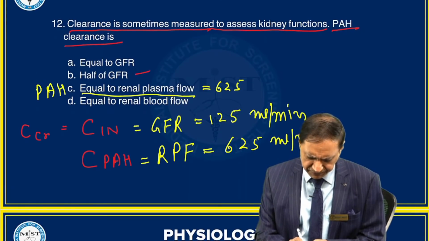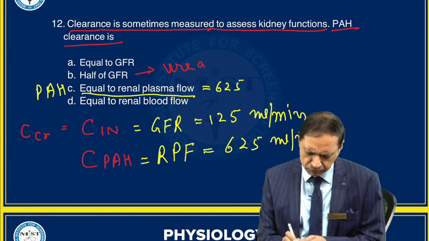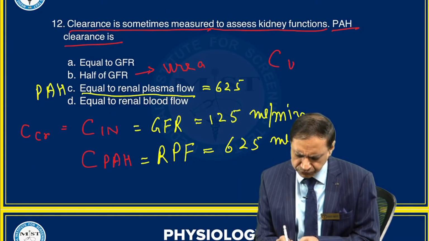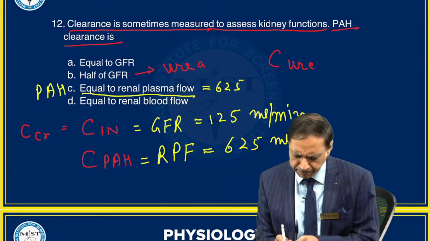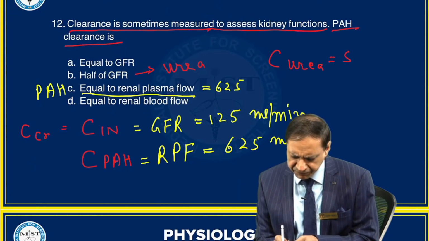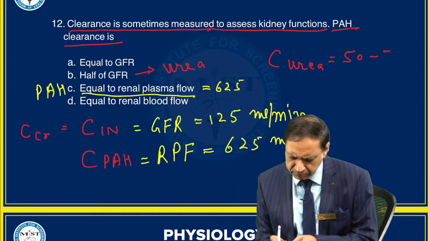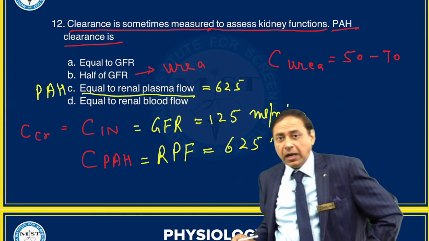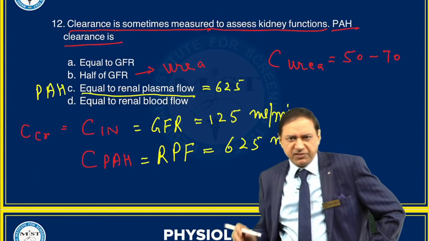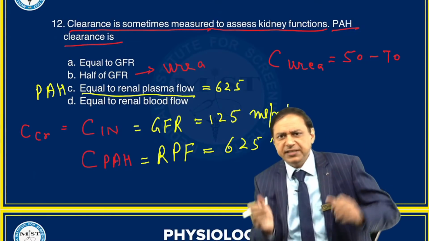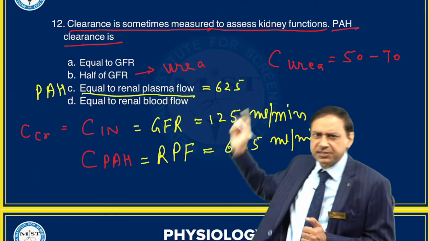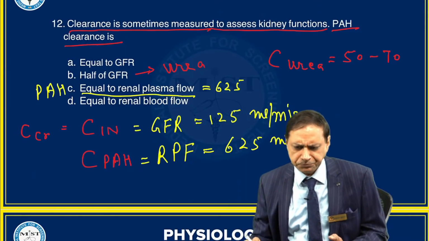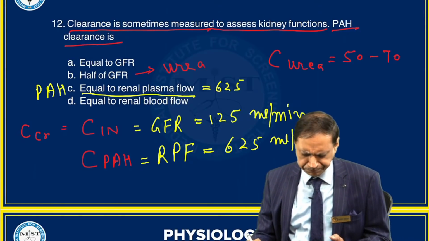Half of GFR, this is actually urea. Clearance of urea may be 50 to 70, roughly half of GFR. Roughly 40% of the urea is reabsorbed, so its clearance may be half of GFR.